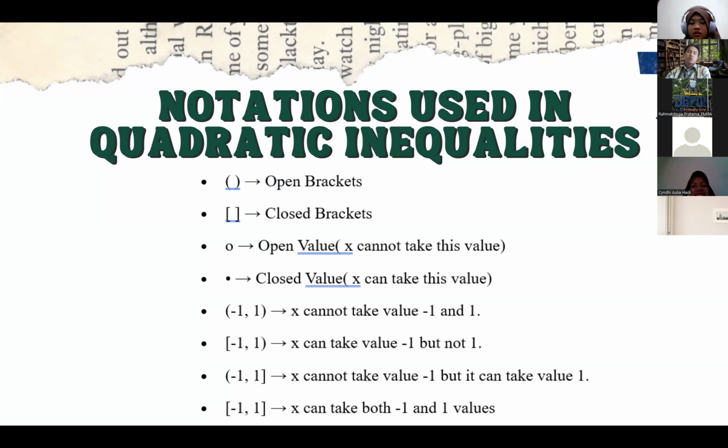Also here is an example: open brackets -1 until 1 close brackets, which means x cannot take the values -1 and 1; open square brackets -1 until 1 close brackets, which means x can take the value -1 but not 1; then open brackets -1 until 1 close square bracket, which means x cannot take the value -1 but it can take the value 1; and the last one is open square bracket -1 until 1 close square bracket, which means x can take both the values -1 and 1. On the next please.